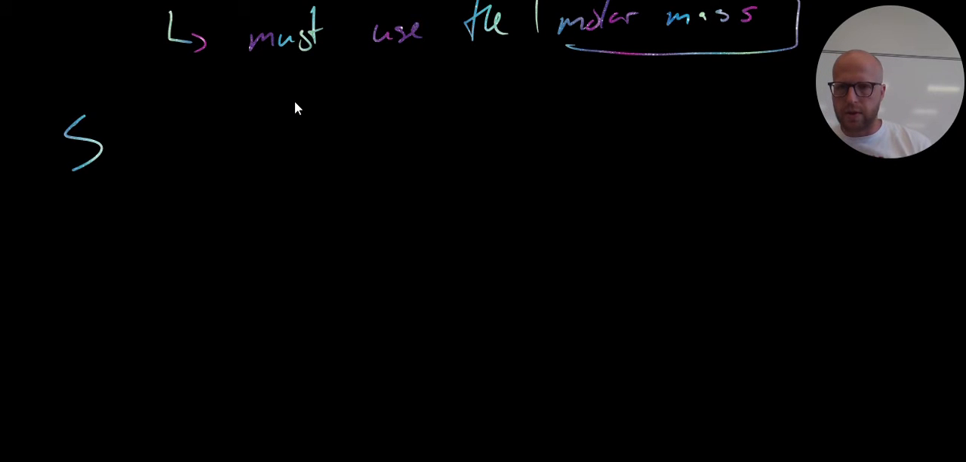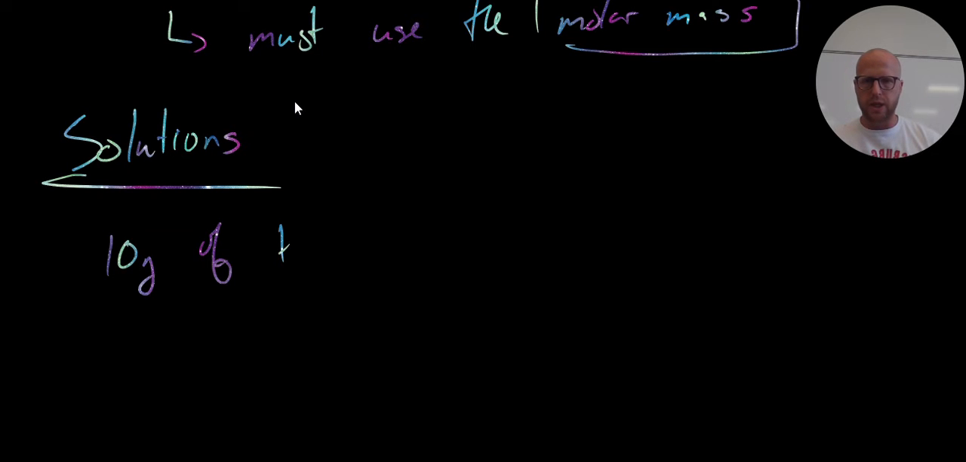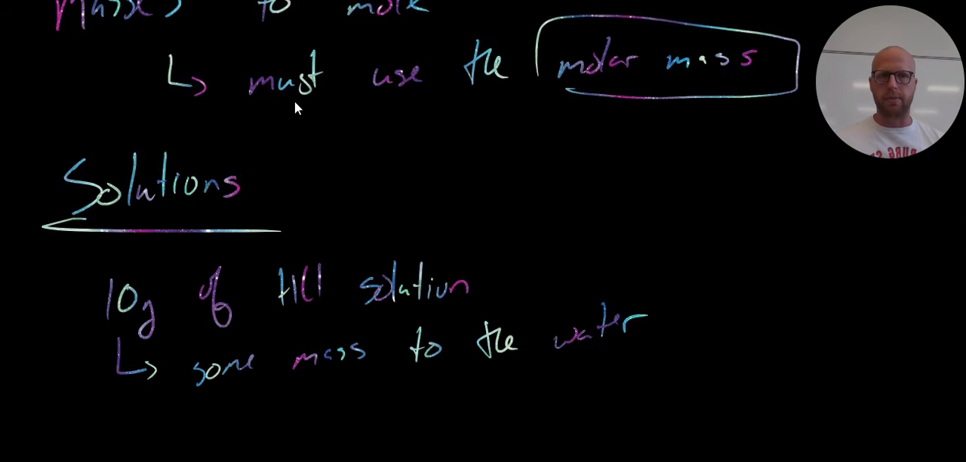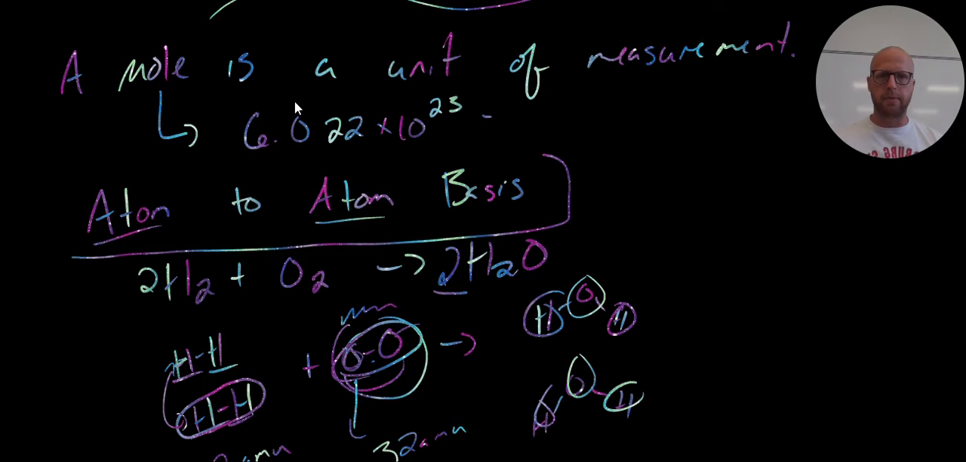Let's look at solutions. Okay, so solutions. You can't just go weigh a solution. Say if I had 10 grams of an HCl solution, I can't use the same method that I just did, because within this 10 grams is some weight or some mass due to the water. So I've got to have a different way to convert to moles, because again, what's the only way we compare chemicals? The only way we compare chemicals is through moles. Why? Because chemistry happens on this atom-to-atom basis up here.